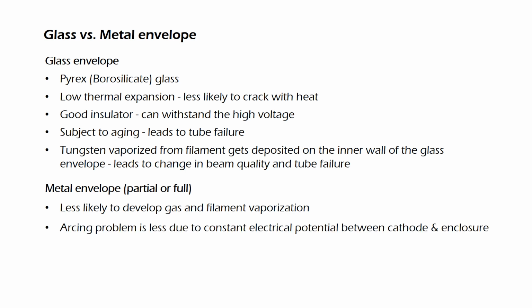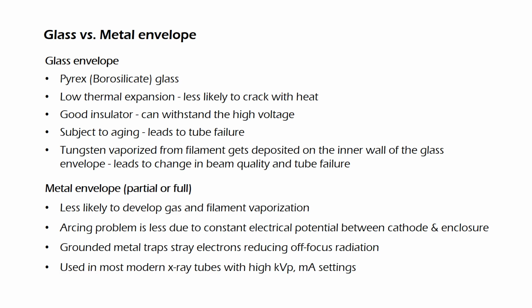Arcing problem is less due to constant electrical potential between cathode and enclosure. Grounded metal traps stray electrons, reducing off-focus radiation. Metal envelopes are used in most modern X-ray tubes with high kVp and mA settings.